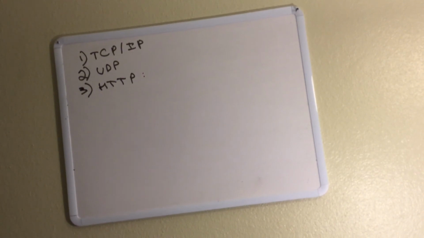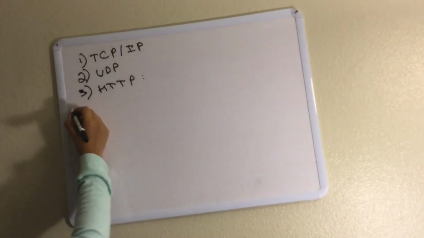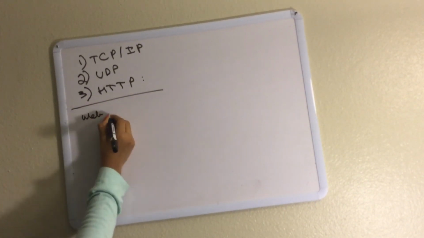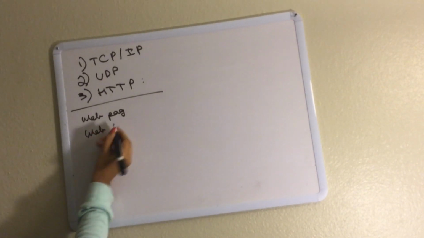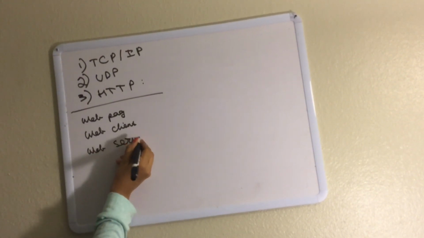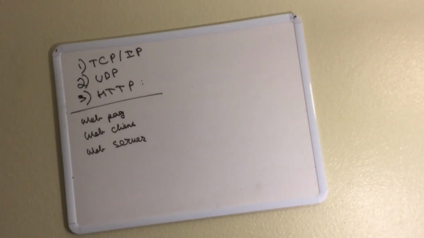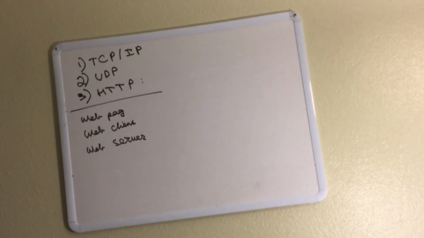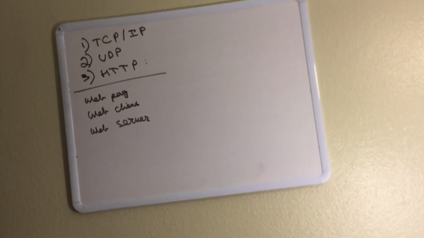I'm going to be reviewing some of the web terminology that is used, like web page, web client, web server. So what is a web page? It basically consists of a lot of objects. Any object is a file, such as HTML file or a JPEG file or a video clip that is addressable by a single URL.